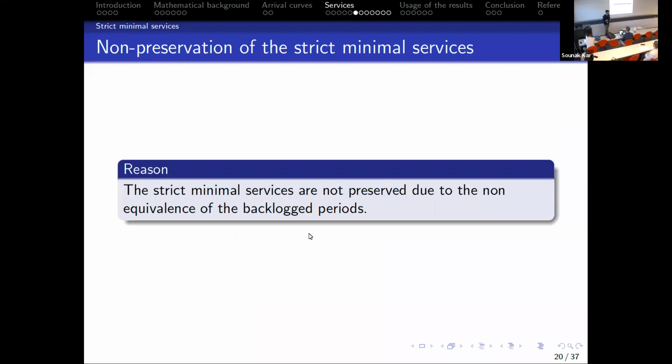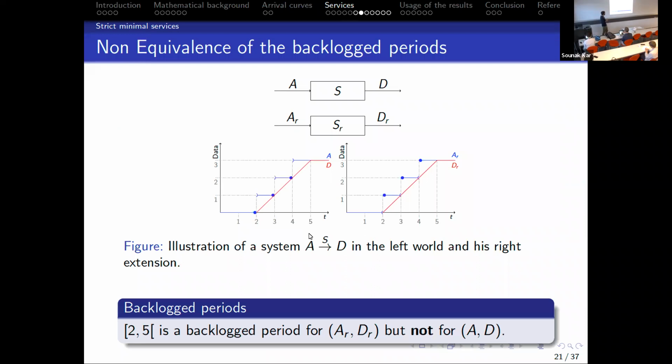However, as I said, we have non-preservation of the strict minimal services. That is due to the fact that the backlog periods are not preserved passing from a world to another. So let's take an illustration. If we consider this simple service network with server S mapping A to D, as illustrated at the top of the figure, and just behind we have the right extension of this server. We assume the cumulative curves as illustrated on the graphs, with on the left the left continuous one, and on the right the right continuous one.